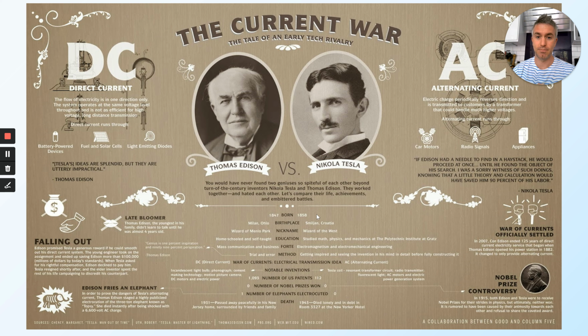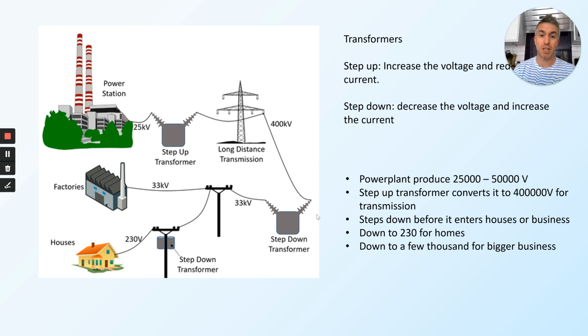AC won. DC didn't win. AC won. And there's a reason for that. And the reason for that is how you can send it out. So with AC, what you can do is you can step it up and you can step it down.